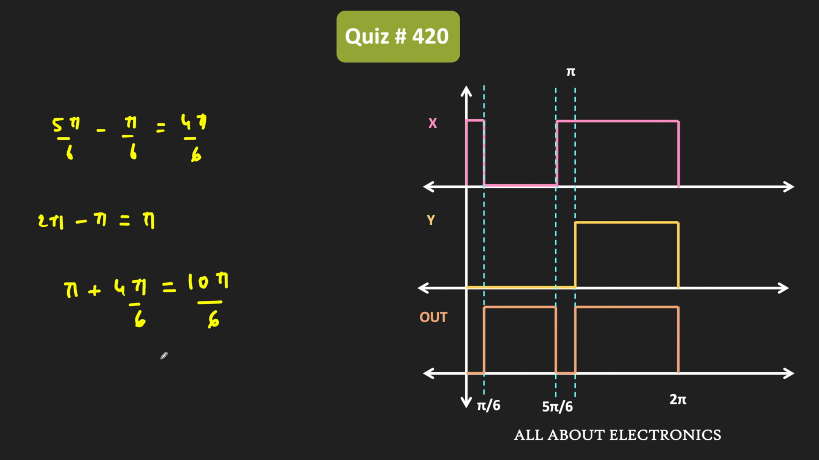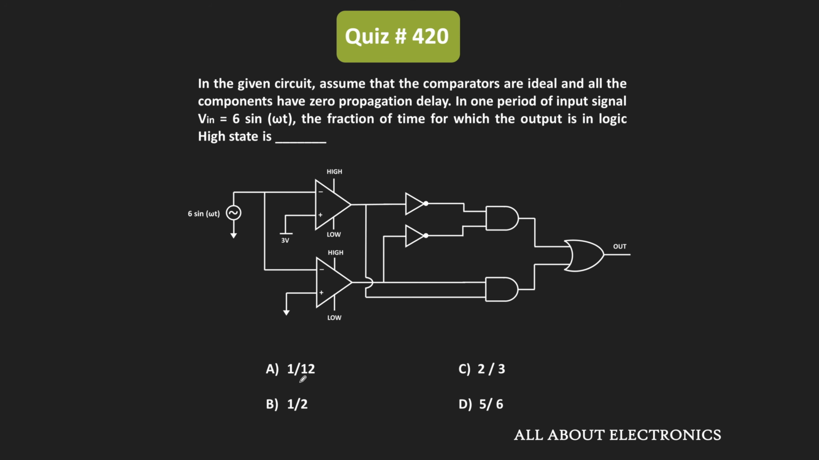If we compare this time with the total time duration, it is 10 pi by 6 divided by 2 pi. This 2 pi is the overall time duration, and out of it, for 10 pi by 6 the output remains high, which is equal to 5 by 6. That means this is the fraction of the total time for which the output of the given circuit remains logic high. So from this we can say that for the given question, option D is the correct answer.